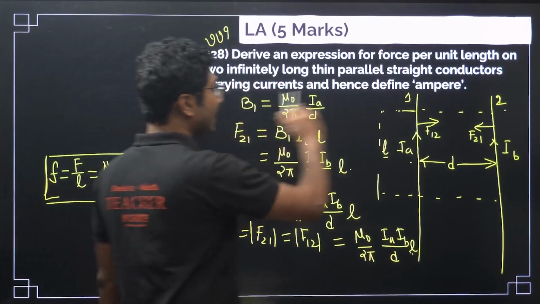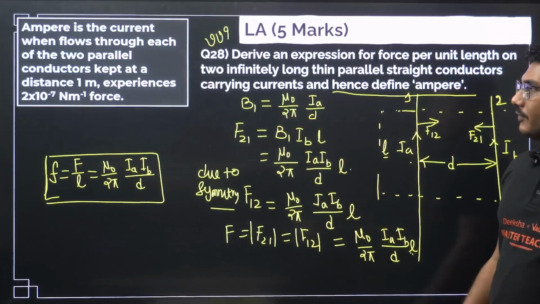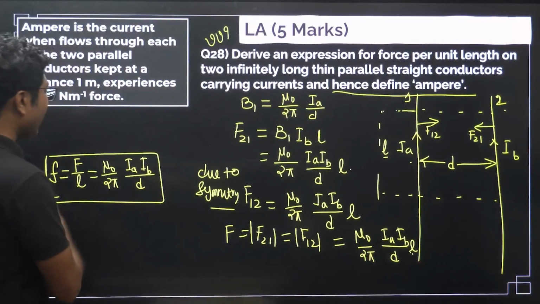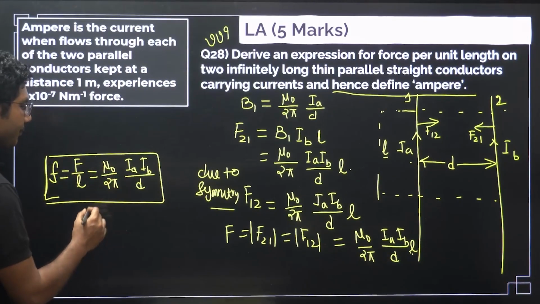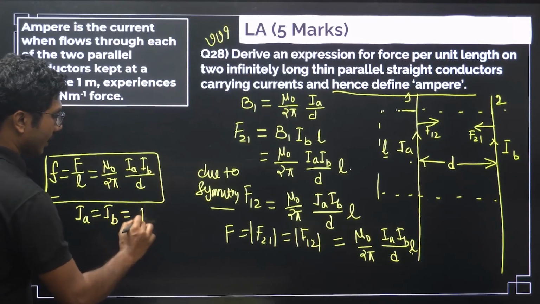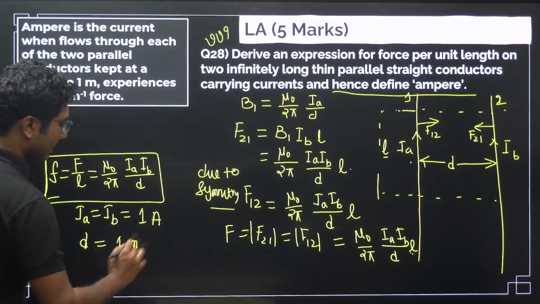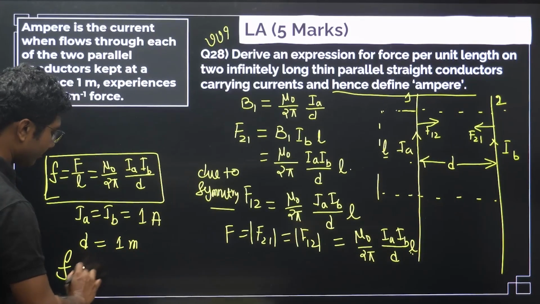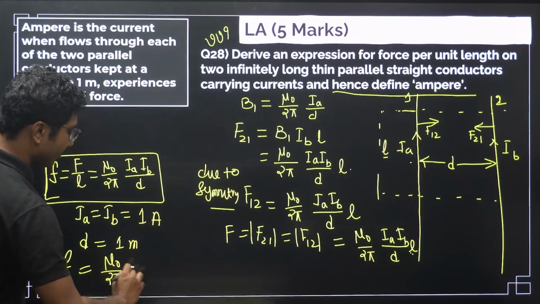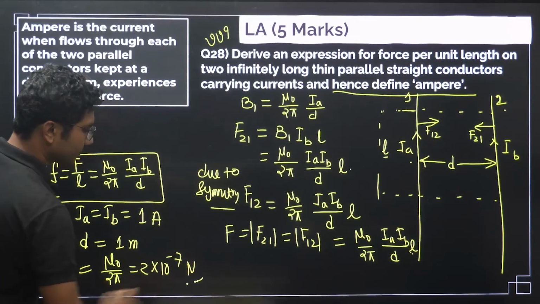They also ask you to define the ampere. How can you define ampere? To define ampere, you have to put IA equals IB equals 1 ampere, and D equals 1 meter. Then what is the force per unit length? The force per unit length will be mu naught by 2 pi, which equals 2 into 10 to the power of minus 7 Newton.